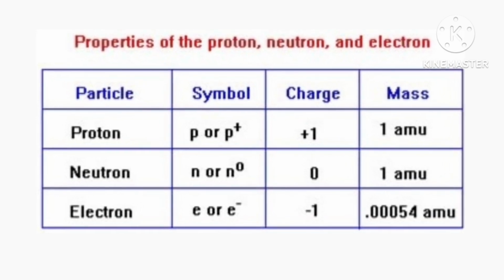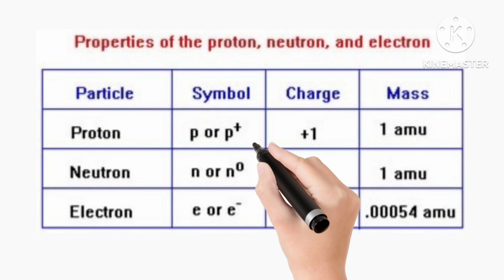Properties of protons, neutrons and electrons. So you can see that the proton is denoted by the symbol P or P plus, has 1 positive charge and 1 AMU mass. Neutrons are represented as N or N0, with 0 charge and 1 AMU mass. Electrons are represented as E or E minus, with -1 charge and 0.0054 AMU.